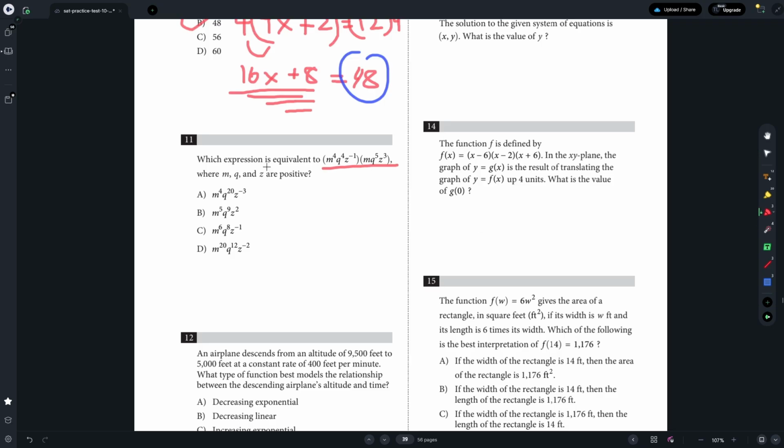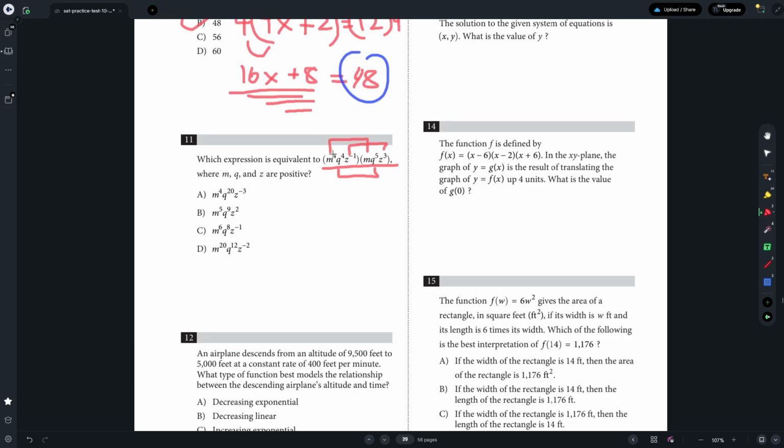So which expression is equivalent to this? Okay, so now we know that m and m to the power 4 have the same base. Q to the power 4 and q to the power 5 have the same base. And z to the power of -1 and z to the power of 3 have the same base. So what can we do?